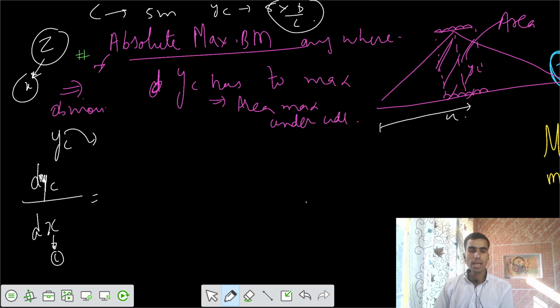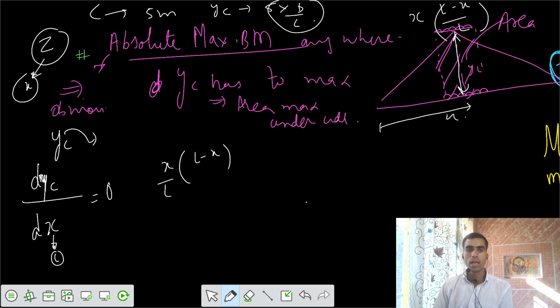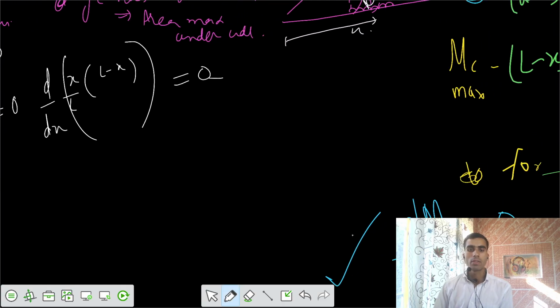So dYC by dX equals 0. To calculate that, what's the ordinate for a beam? We know that it's a simply supported beam, that's AB by L. So I would write X into (L minus X) by L. I have to differentiate d by dX of this function equals 0. If I solve it, I get L minus 2X equals 0. So after differentiating, finally I would say X equals L by 2.